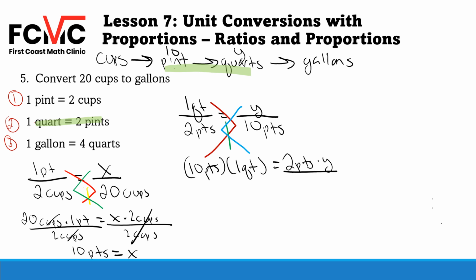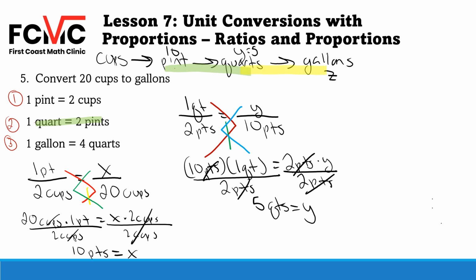So let's get that Y by itself. I'm going to divide by 2 pints and 2 pints. 2 pints cancels out on the right. Pints cancels out on the left. 10 divided by 2 is 5, so we're going to get 5 quarts. So we've got 5 quarts, and let's convert that 5 quarts to gallons. So gallons is going to be, make that Z. So our last conversion, let's convert from quarts to gallons.